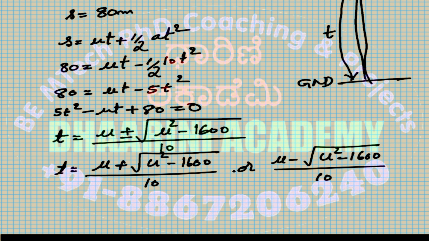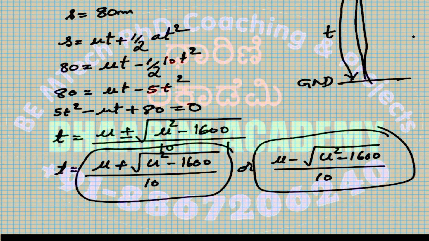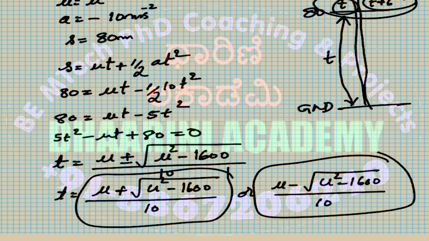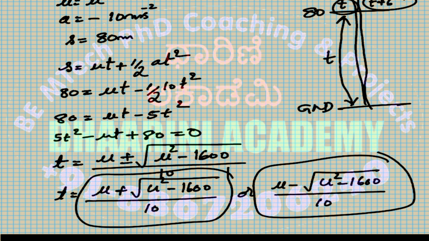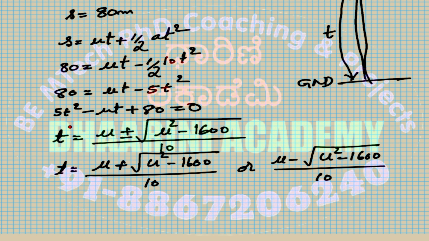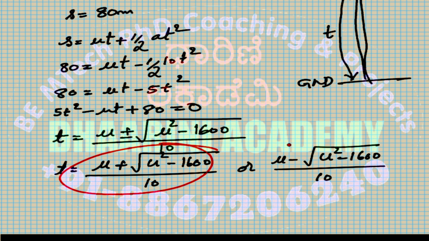Okay, so this is the first time, t. The second time is the other time, that is t plus 6, right? So the first time it crosses 80 is at the time given by this equation. This is the first crossing, and this is the second crossing.